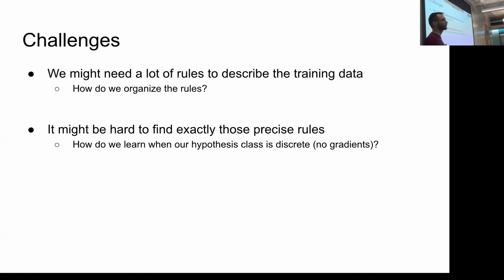We might need a lot of rules to describe the training data. And then the question becomes, how do we represent, how do we organize these rules on a computer so we can easily make sense of the decision tree? And the other one is it might be pretty hard to find exactly the rules that reduce the error on your training data, right? There will be some numerical complexity here, how you can find the tree that reduces the loss on your training set. So we will get back to these 2 questions later.